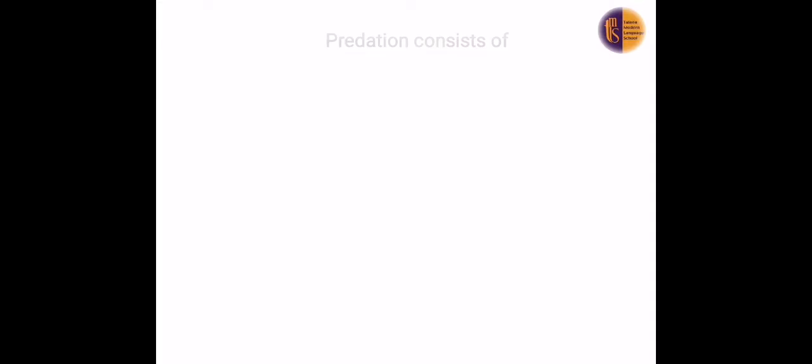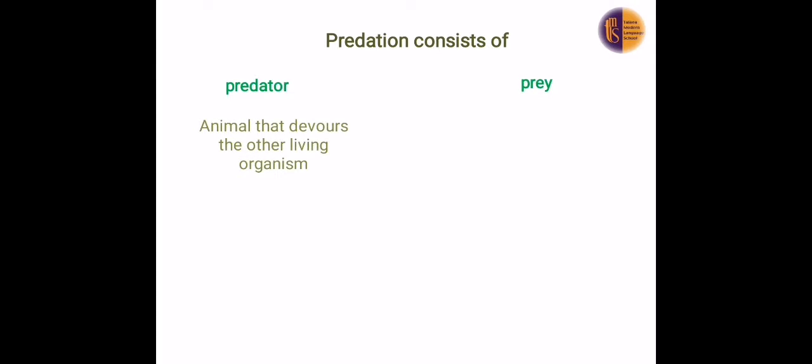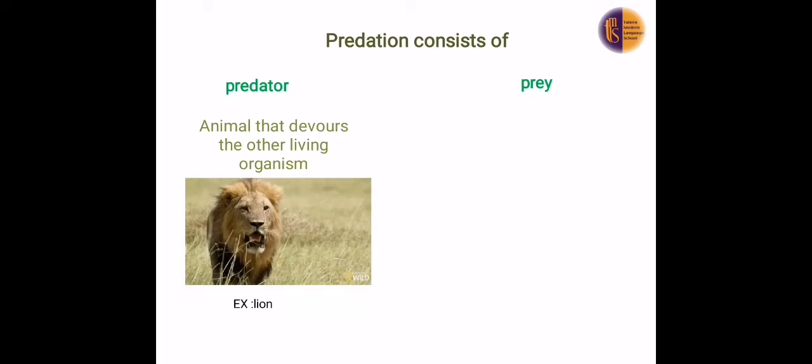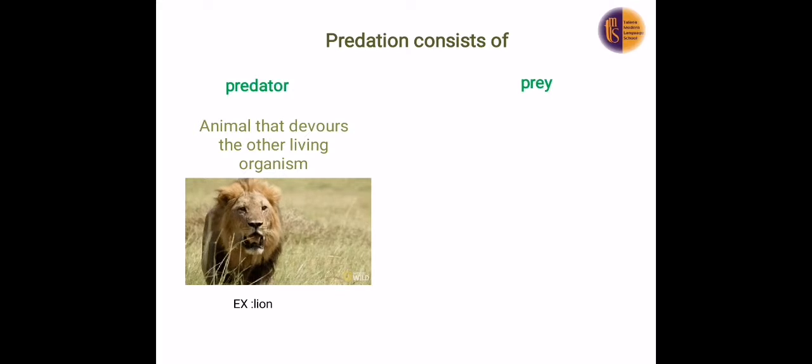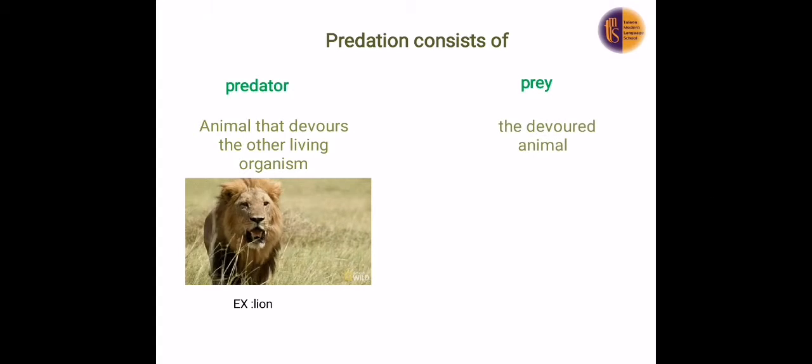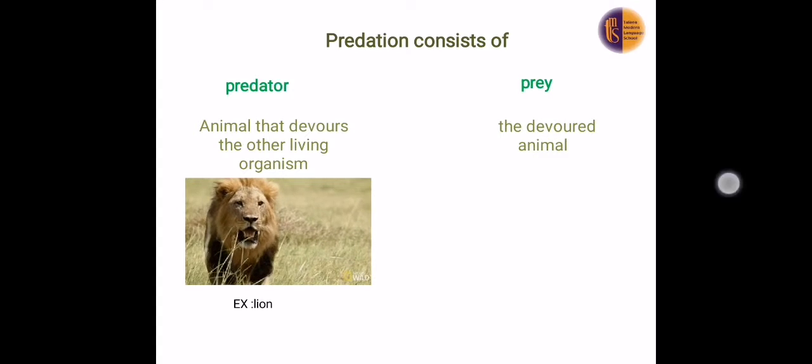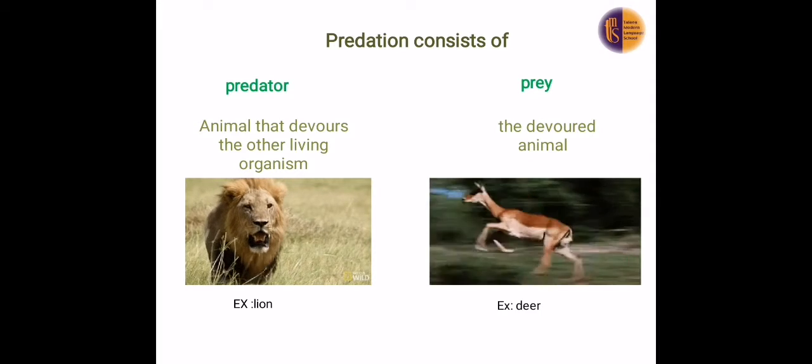So predation consists of what? It consists of predator and prey. A predator is an animal that devours the other living organism, like what? Like the lion. But prey, what is prey? Prey is the devoured animal, like what? Like the deer.